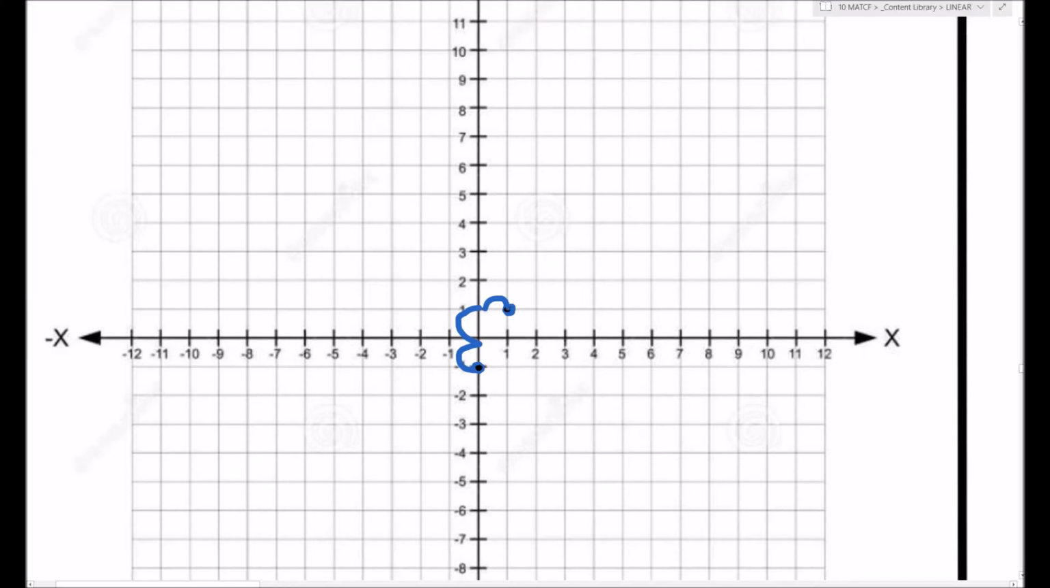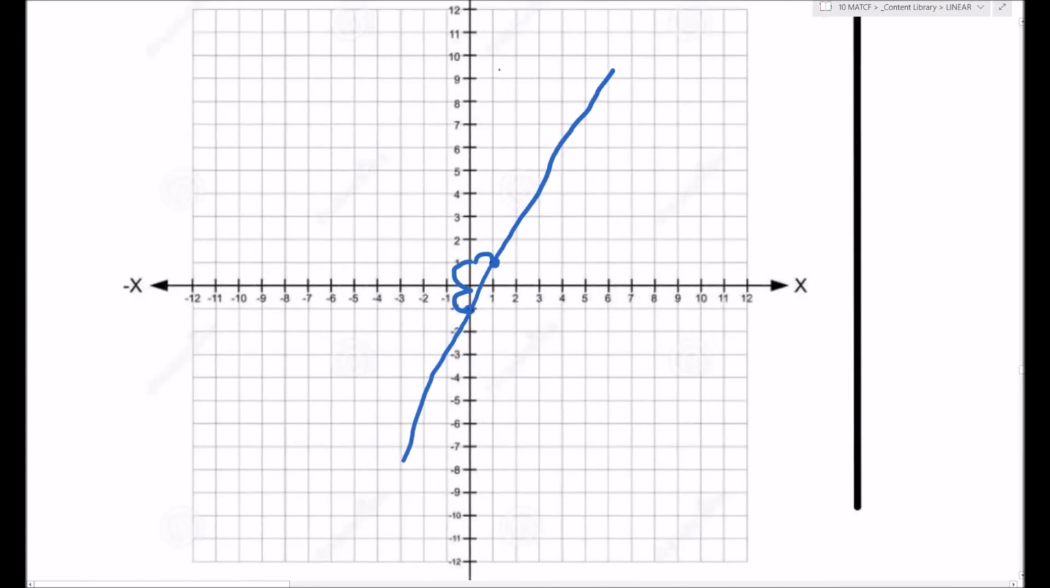Okay, let's see if I can do this. So your line will look something like that. I would suggest using a ruler to do this, as it makes your life a lot easier. Okay, but there's your graph. And generally you'd want to extend your graph all the way through, to the end of the Cartesian plane.